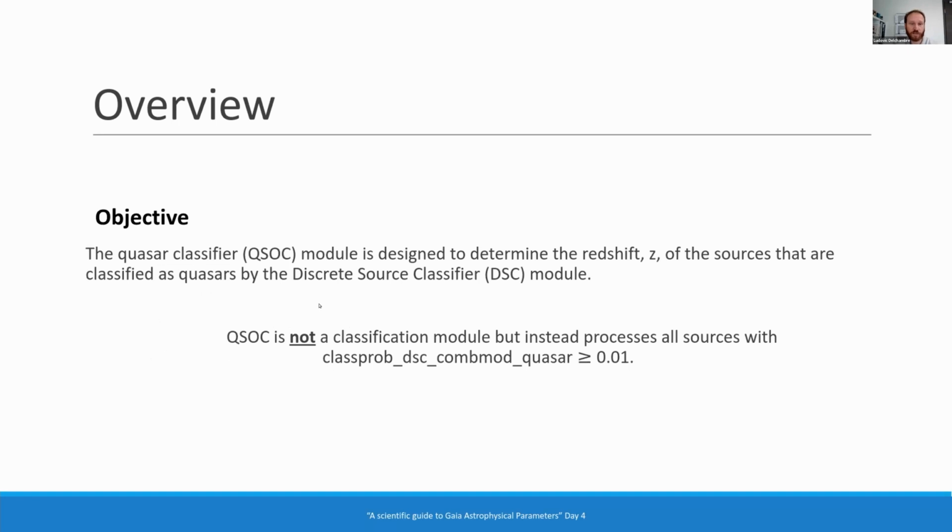Basically, QSOC is designed to determine the redshift, which I will classically call Z, of the sources that are classified as quasar by the Discrete Source Classifier module. Despite its name, QSOC is not a classification module. It instead relies on the quasar probability that is derived by DSC, and we voluntarily selected a very low threshold of 1%. If DSC provides a probability higher than 1%, we will provide a redshift for this source.